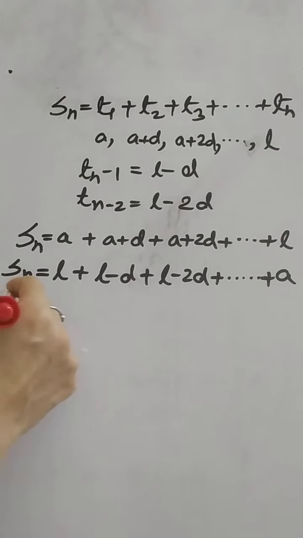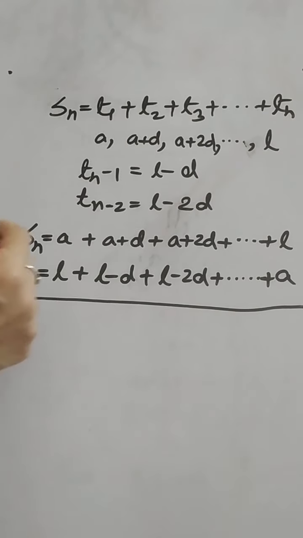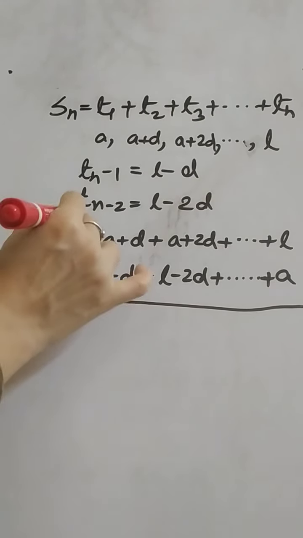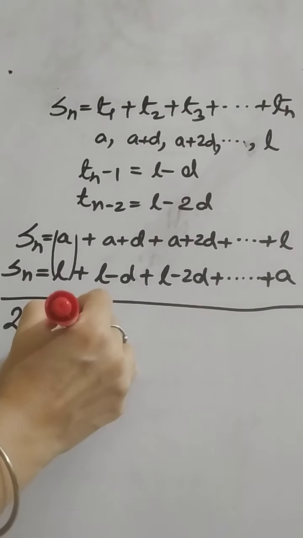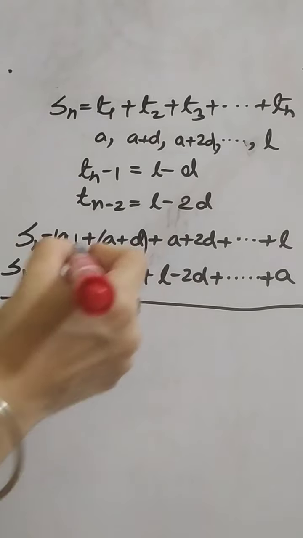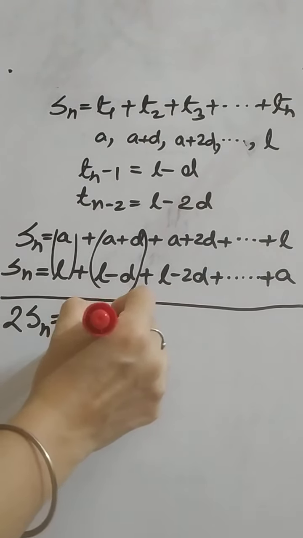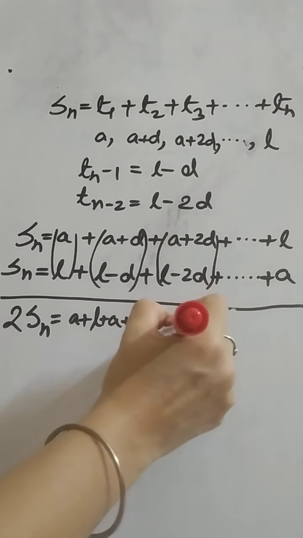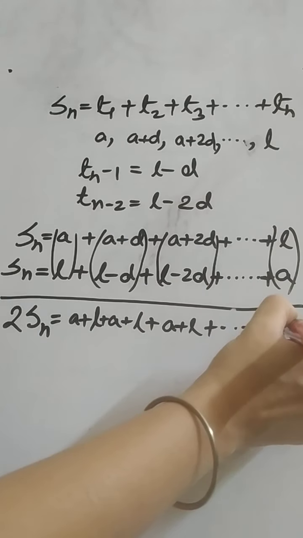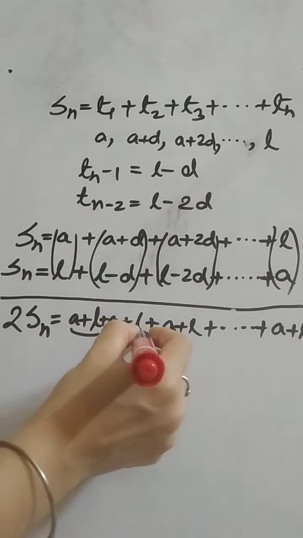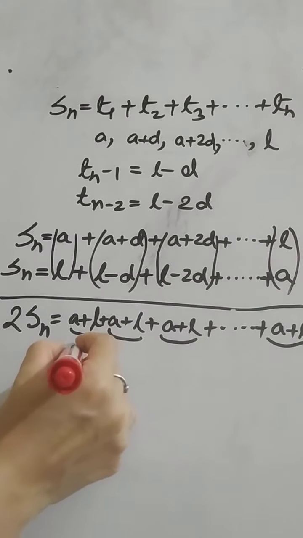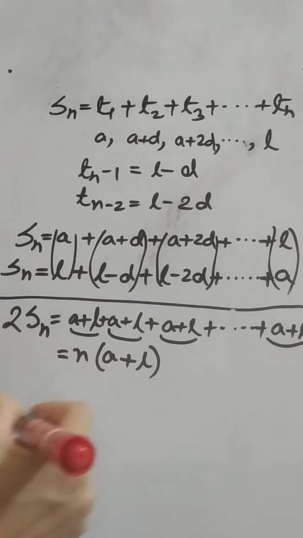So if I want to add these two, then what will I get? Twice Sn is equal to, let us add like this. This will be A plus L, this will be A plus L, now this will be A plus L, plus so on. The last one will also be A plus L. Now how many A plus L's are there? These were n terms. So n A plus L's were there.